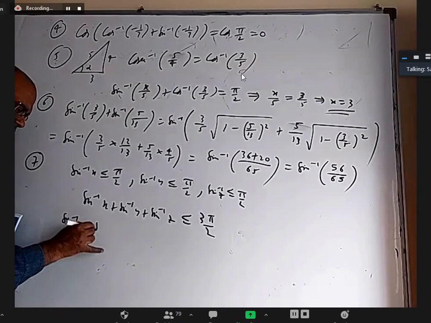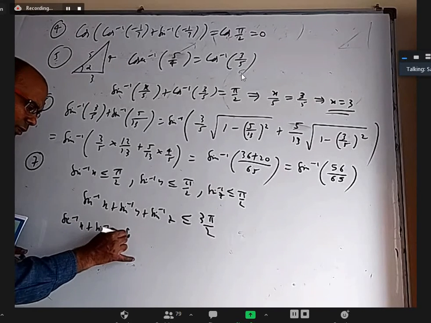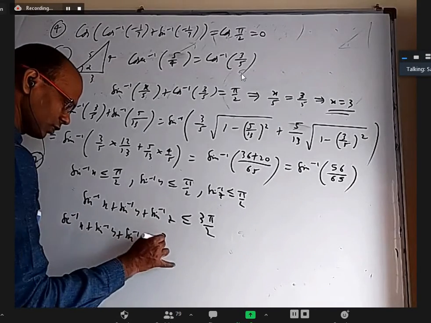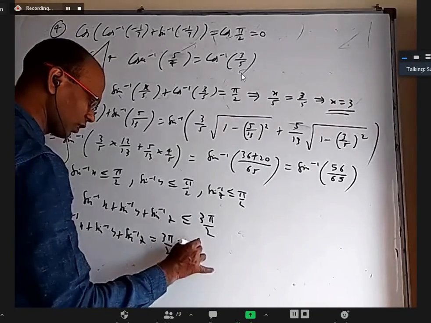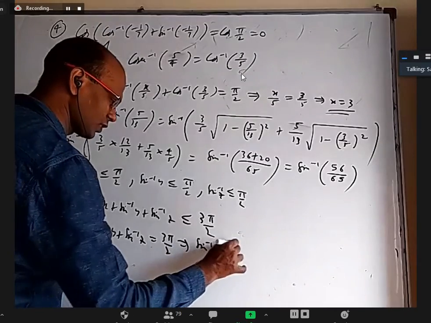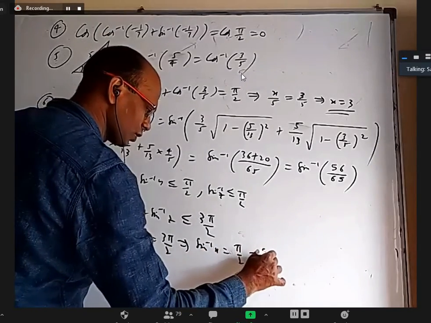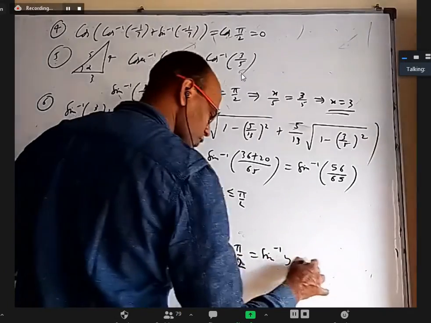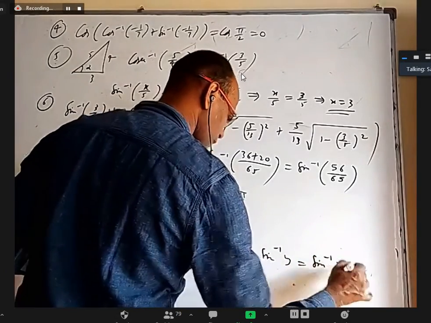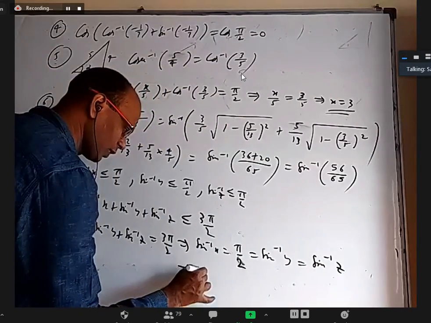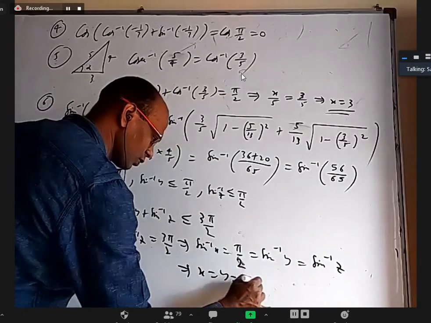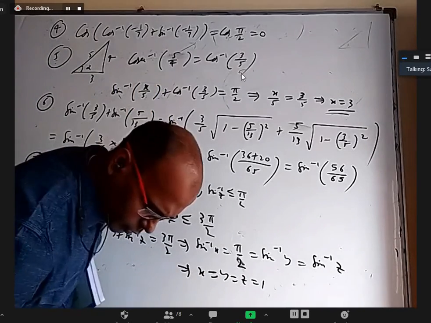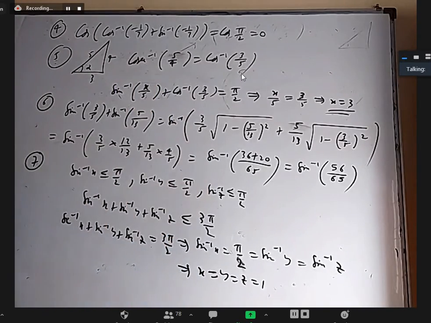So sin inverse x plus sin inverse y plus sin inverse z equal to 3 pi by 2 implies each one of them must be pi by 2. Sin inverse x is pi by 2, which is also sin inverse y, which is also sin inverse z. From that I can get x equal to y equal to z equal to 1. Once x, y, z is 1, we can find all the values.